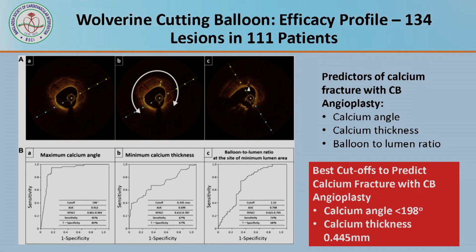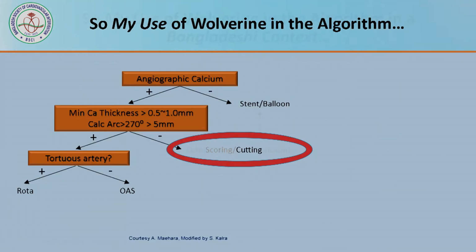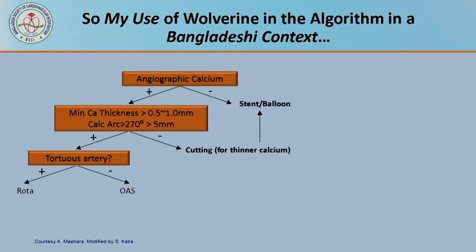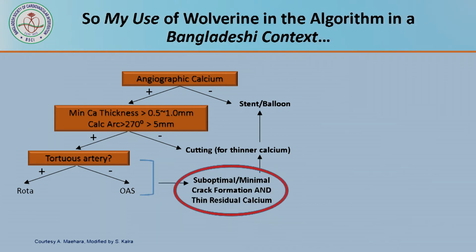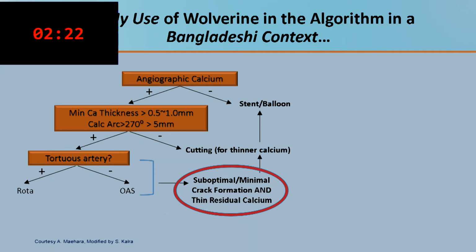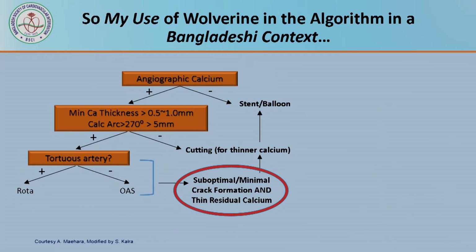So predictors of fracture of calcium with a cutting balloon are a calcium angle less than 200 degrees, so just over 3 quadrants, and a calcium thickness of less than 0.5 millimeters. So 3 quadrants of calcium, even if one side is a nodule, 3 quadrants of calcium that is thin, and you'll get it with your cutting balloon. Okay? So going back to our algorithm, cutting for thinner calcium, stent-in balloon. Or if you have suboptimal crack following rota, or following orbital atherectomy, but you have demonstrably thin calcium in those places, this is your friend. This is when you use your cutting balloon.